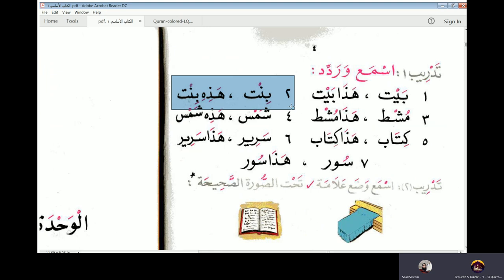Bintun? You said bintun was a girl? Good. Hadihi bintun. This is a girl. Mushtun, you said was a comb? A comb, hada mushtun. This is a comb.